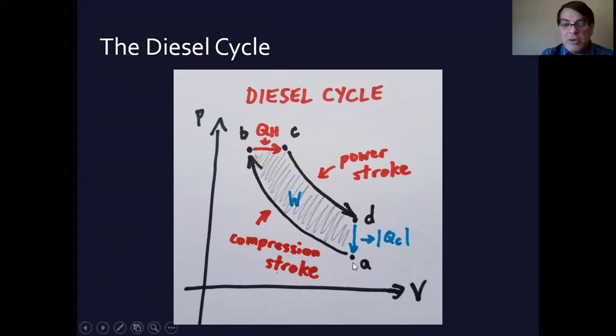So again, let's say we start at A. We have the adiabatic process again of the compression stroke. By the way, the fact that this is steeper, don't read much into that because this is me drawing it. It's a little exaggerated. I do actually think that it is a little steeper in the diesel cycle than the Otto cycle. But anyway, we have this compression stroke where the piston goes up, right, and the volume goes down, and the pressure goes up.